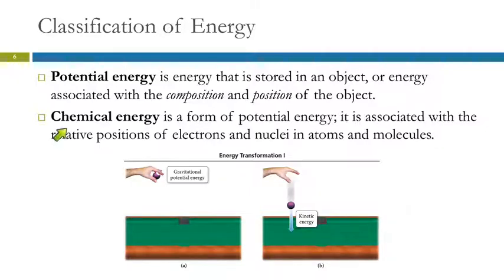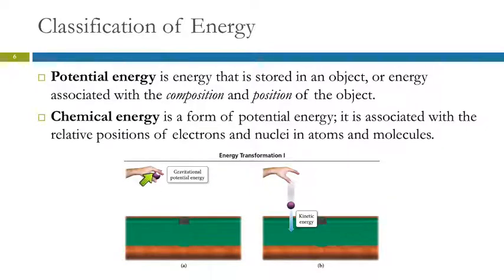Chemical energy is a form of potential energy, but instead of being a position above the ground, it has to do with relative positions of electrons and nuclei in the atoms and molecules. So it is a stored energy, but it's due to the composition and still due to position, but on a very, very small scale.